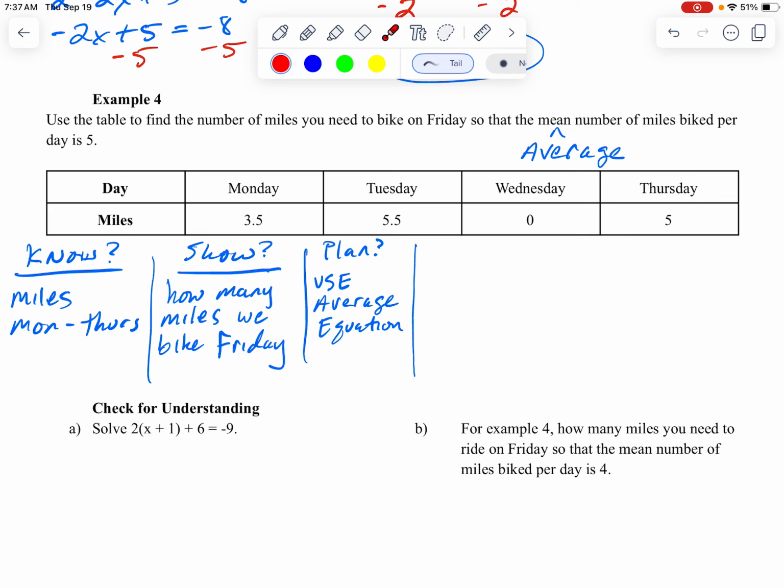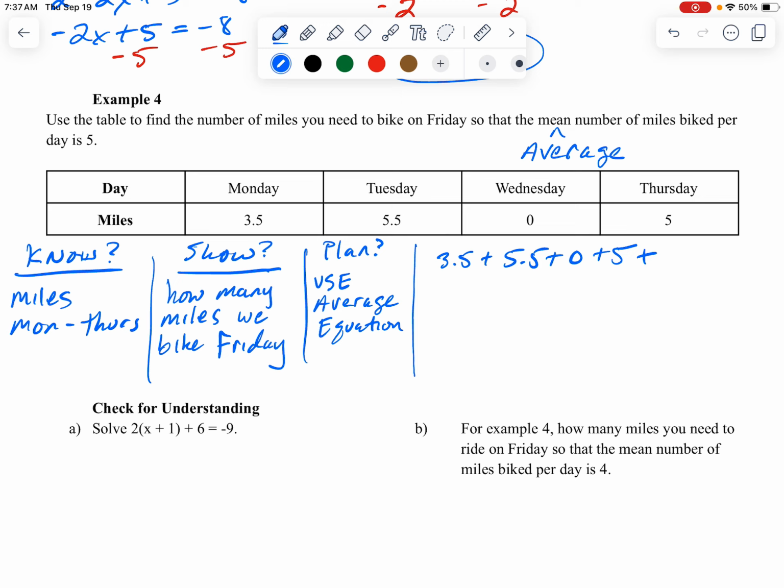We need to find the average. So if I'm going to set this equation up, I know Monday is 3.5. I know Tuesday is 5.5. Wednesday is 0. Thursday is 5. Friday, I don't know what it is.